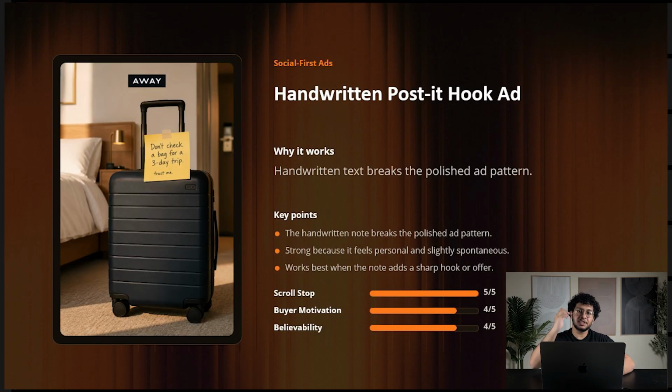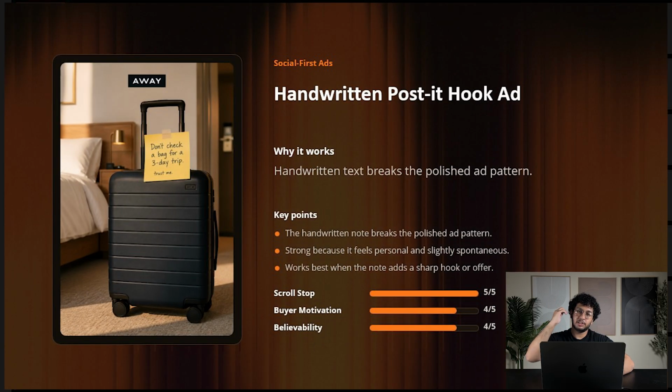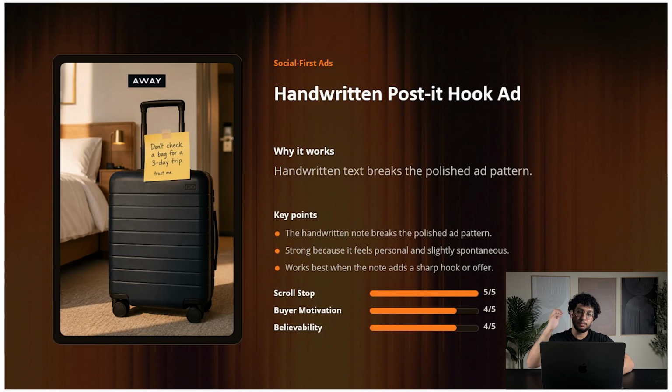D tier. Next is the handwritten posted hook. This is C tier. The handwritten note creates a strong pattern interrupt. It feels human and personal, but the format depends heavily on what the note says. If the handwritten line is sharp, then it can work, but if it's generic, it becomes a gimmick. So I like it, but it's not automatically strong. Has to go to C tier.